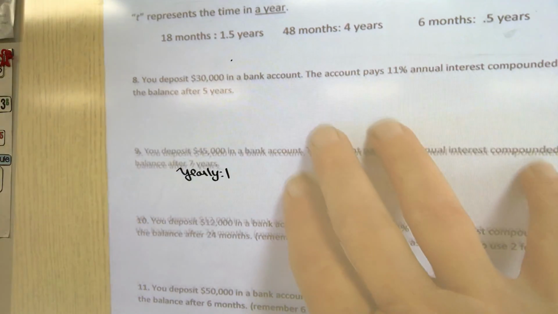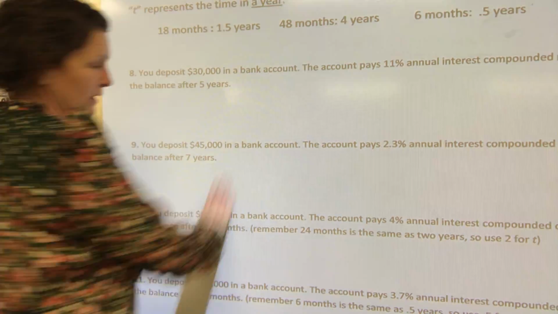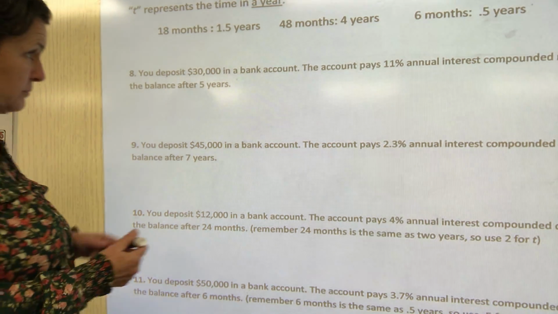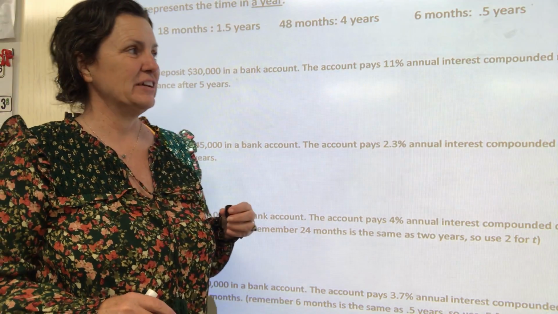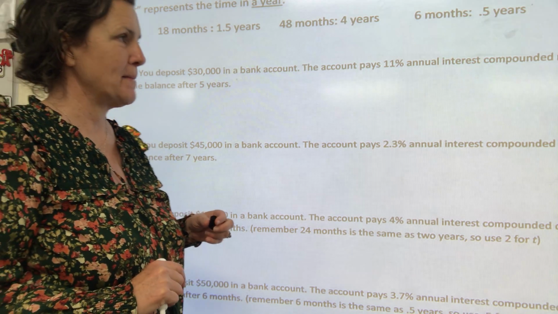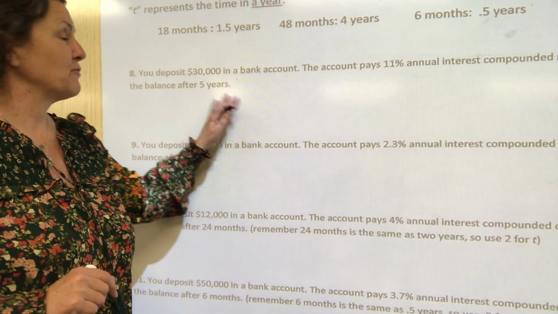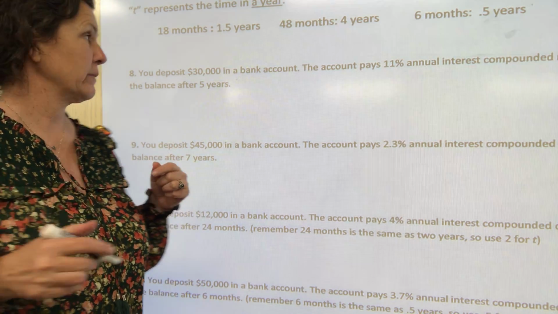First question, you deposit $30,000 in a bank account. Cool. The account pays 11% annual interest compounded monthly. I'd like to know where that account is. I will drop all my money in there. Find the balance after 5 years. So now let's read it again and underline what we think might be important things.